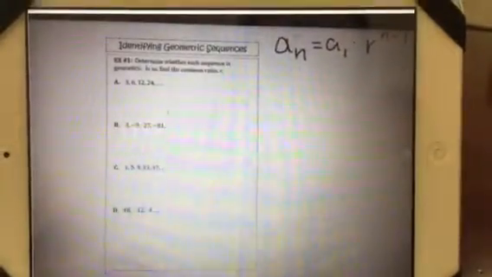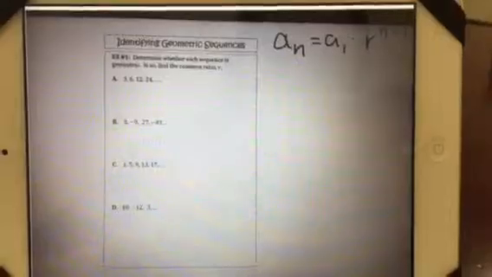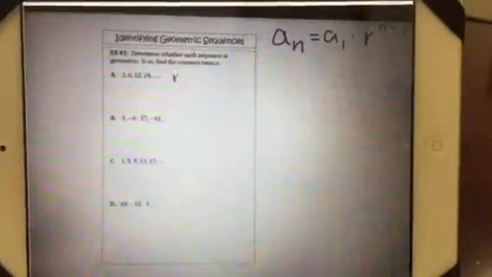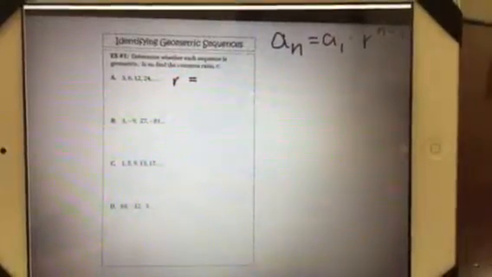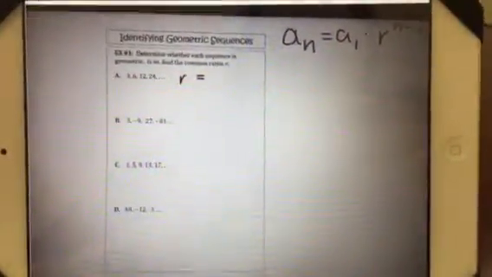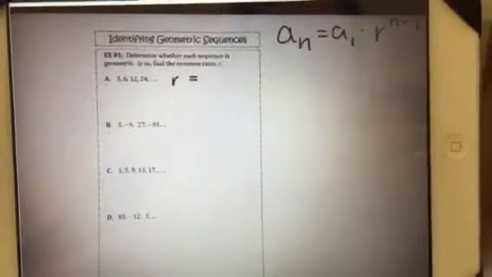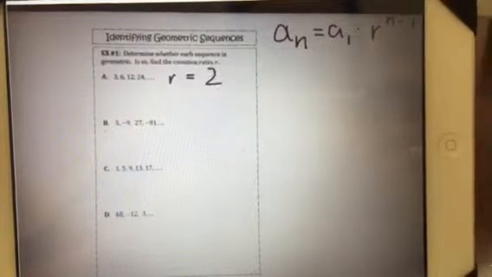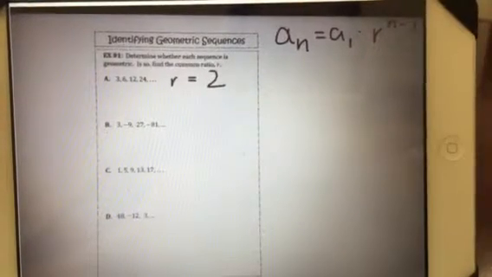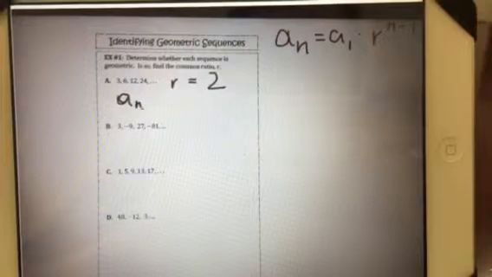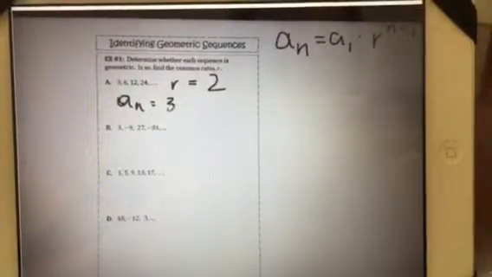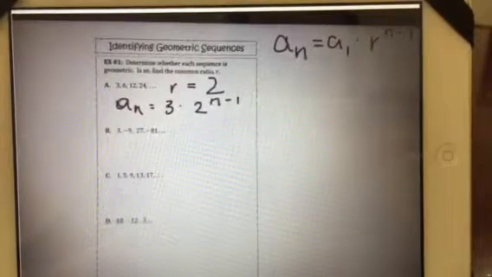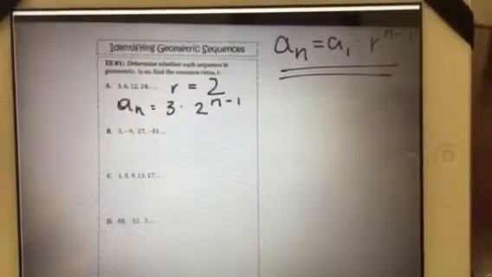So let's try identifying geometric sequences. For the first example, first we have to find our common ratio. Make sure that it's common throughout. To get from 3 to 6, we multiply by 2. 6 to 12 by 2. 12 to 24 by 2. So our common ratio here is 2. So our sequence would be our first term times our common ratio, and then n minus 1. And I have the formula up here for you.